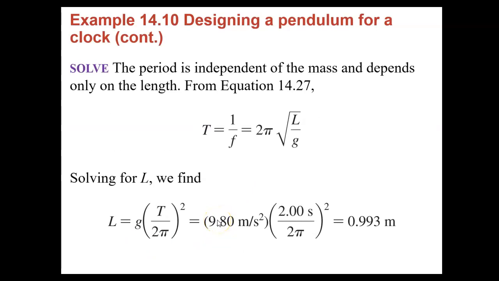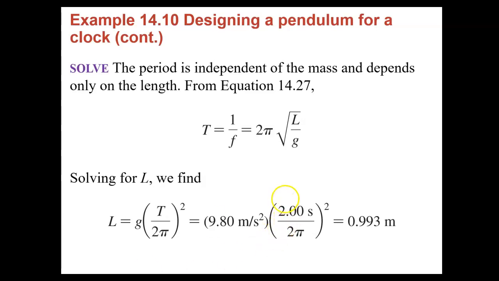So the period then is 1 over the frequency, which is 2 pi times the square root of L over G. Solving for L, we just rearrange it. L is G times T over 2 pi, squared. Hopefully you can see where that rearranging came from.